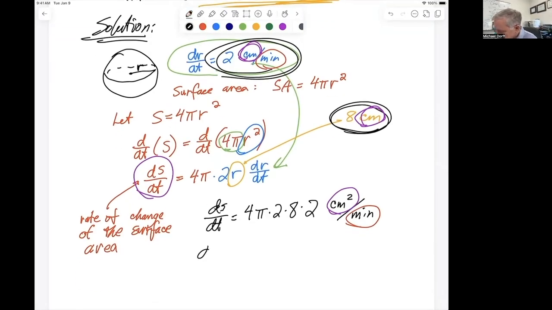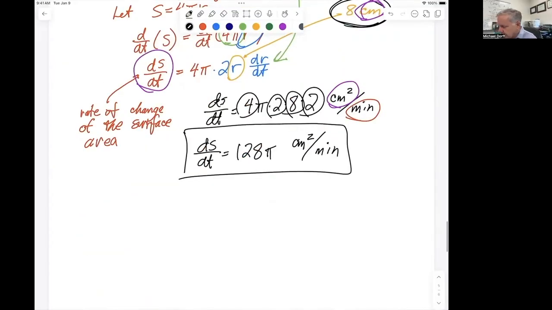All right, so my final answer, I get dS/dt by multiplying these things together, 4 times 2 times 8 times 2. Oh, let's see, I think that's 128. So it's 128 pi centimeters squared per minute. Make sure you understand the one we just did and also understand the one in the study guide.